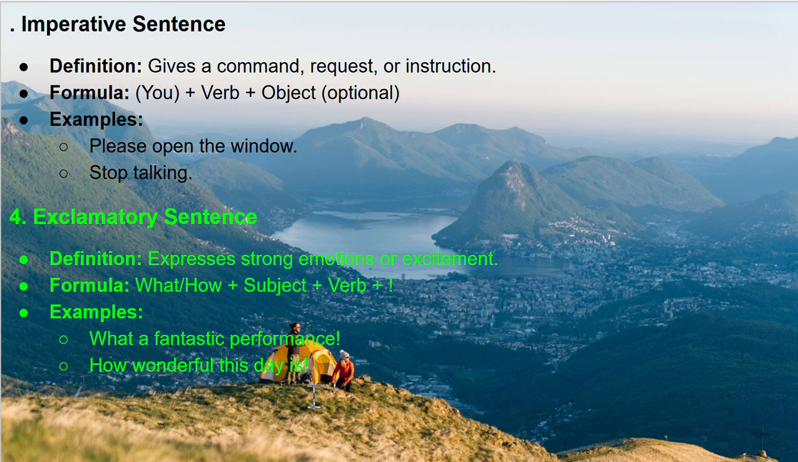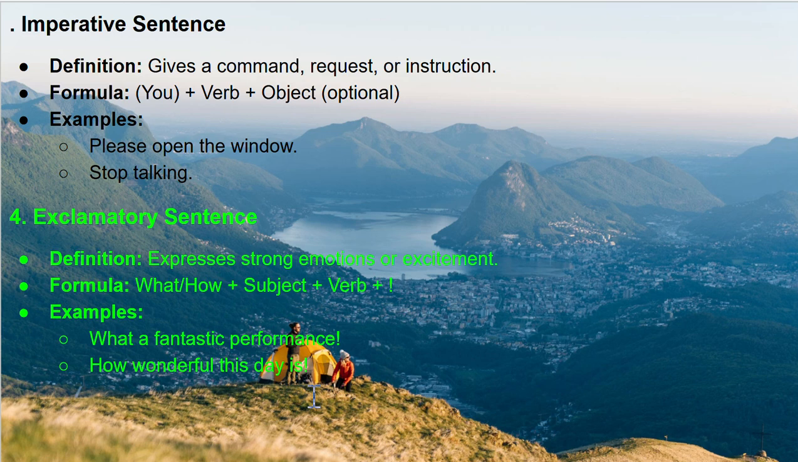Imperative sentence. Definition: it gives a command, request, or instruction. Those sentences that give a command, request, or instruction are called imperative sentences. Formula: subject, verb, and object. Examples: please open the window. Stop talking. In the first example, we use please. It's a request. One person requests another person, please open the window. And the second one is an order. Please stop.